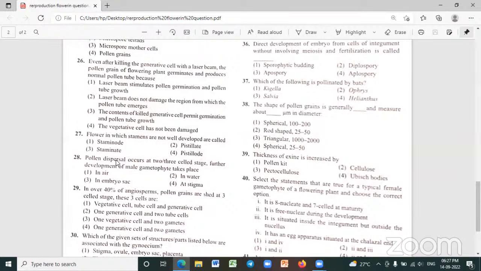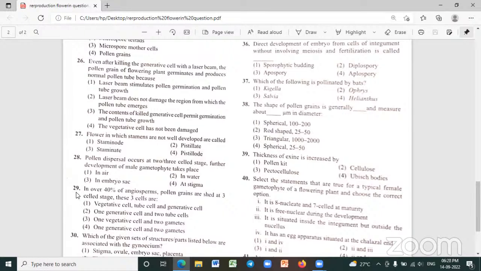28th one: pollen dispersal occurs at the 2 or 3 cell stage. Further development of the male gametophyte takes place where? In air? No. In water? No. In the embryo sac? No. At the stigma only. When pollen grain dispersal occurs, it reaches the stigma. After that, it develops further. That is the question, so at the stigma is the correct answer.